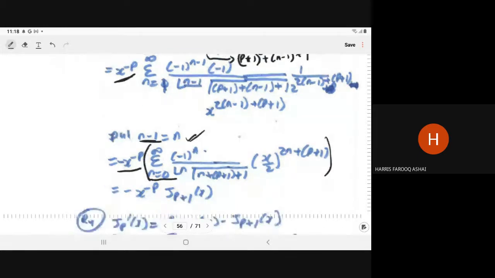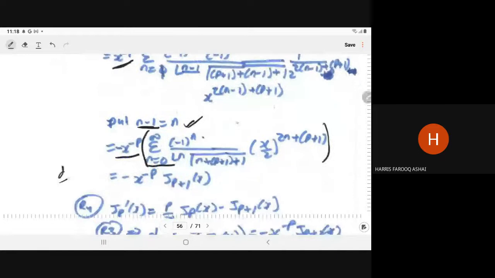So here we have the relation d/dx of x to power minus p Jp is equal to minus x to power minus p Jp plus 1, right? So that is the third recurrence relation. Harish, clear?